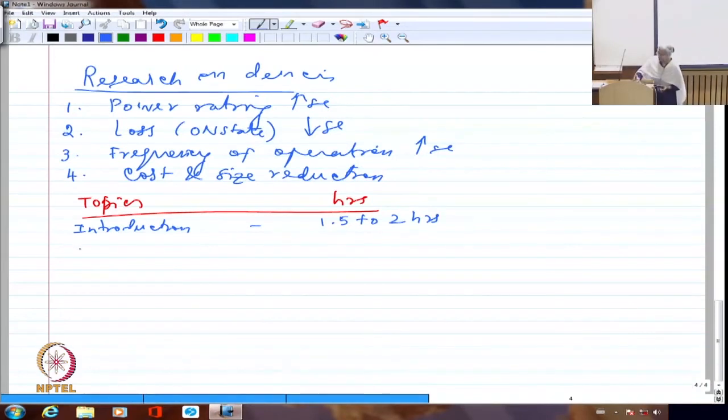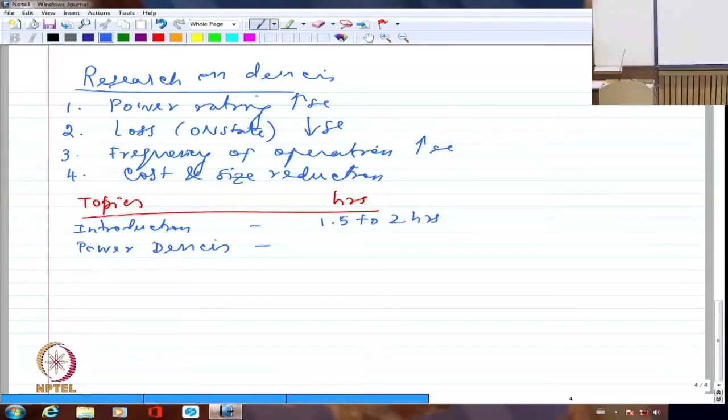Then we'll have to look at power devices. What are all the different power devices? How are they having a specific characteristic? Why are they having that kind of a characteristic? To some extent, we'll look into the physics.